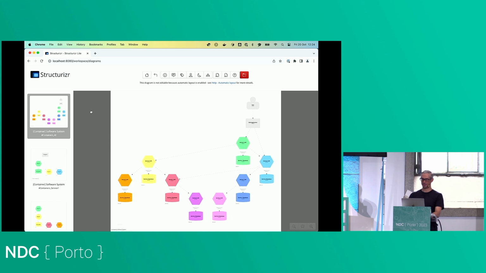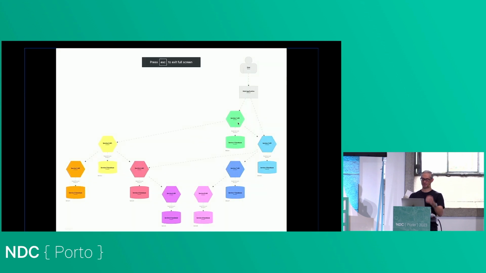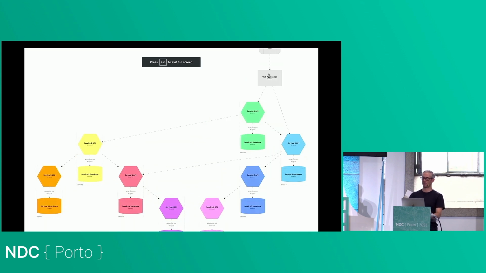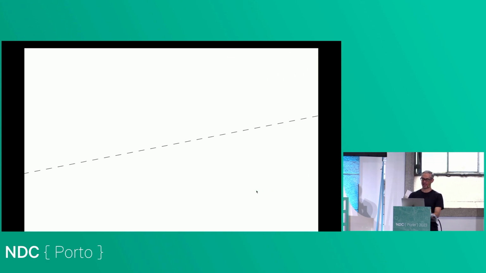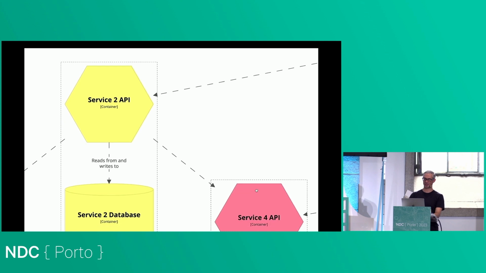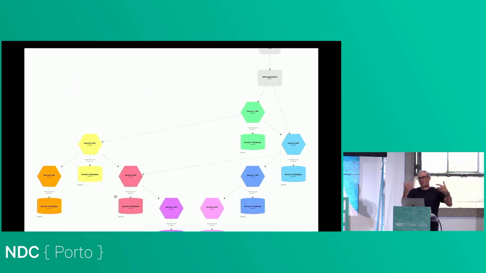So imagine we have some sort of a service-based architecture. We have a web application that has a connection to service 1, where service 1 in this case is an API talking to some sort of a database schema. And then maybe that has a link to this thing over here, which is service 2, some sort of API and a database.